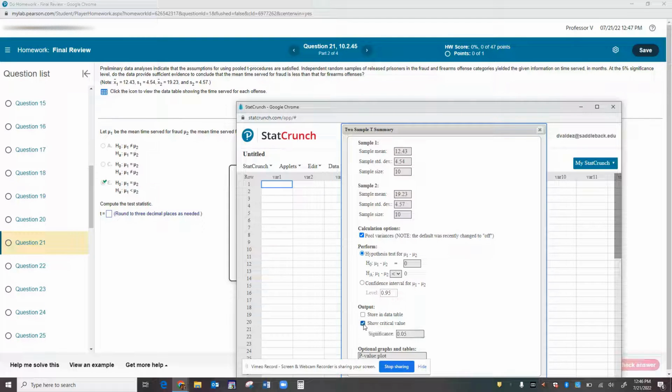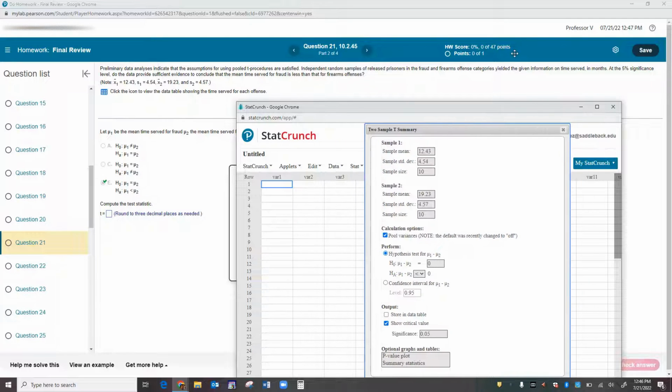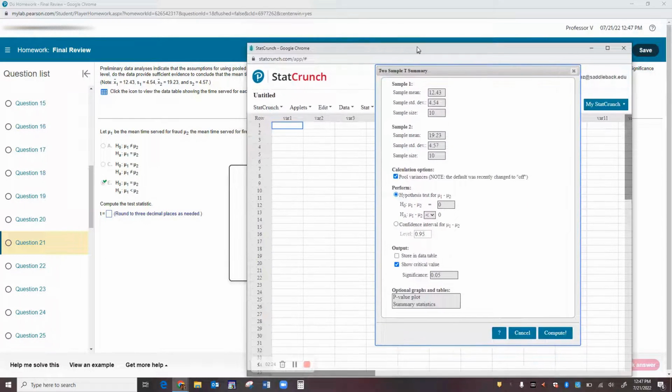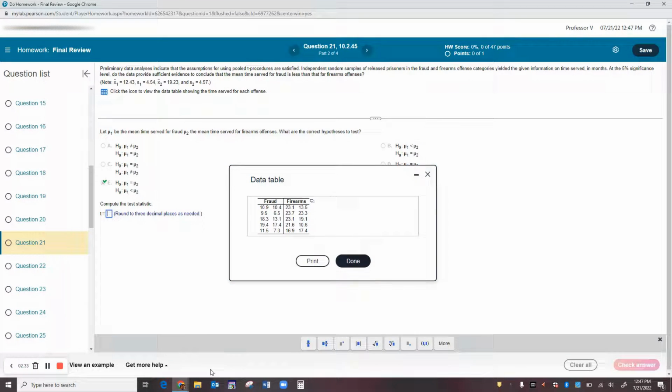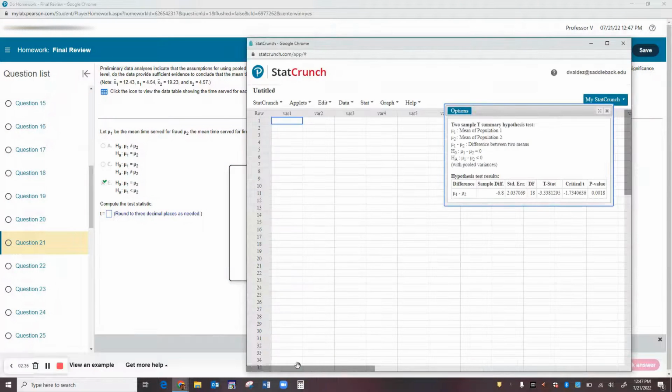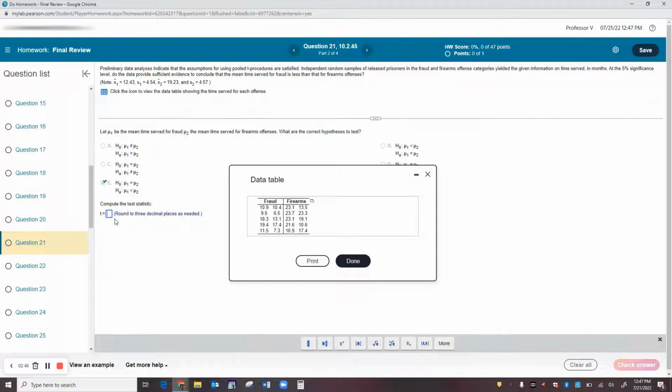You could click show the critical value. We haven't done that before, so why not? Okay, compute. So there's my T statistic, round to 3 decimal places: negative 3.338.